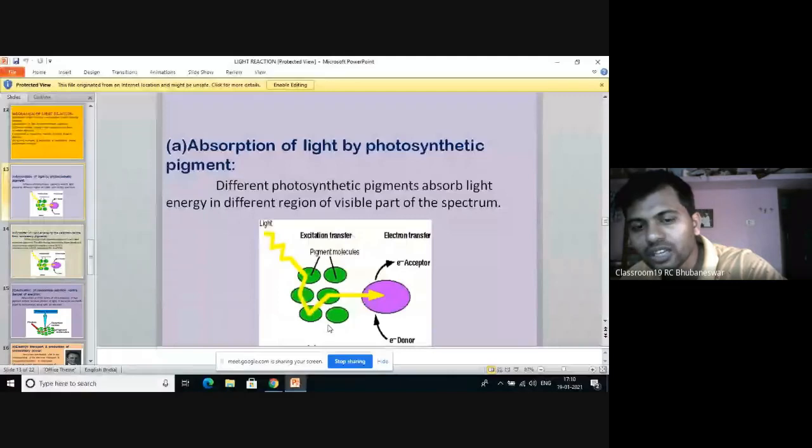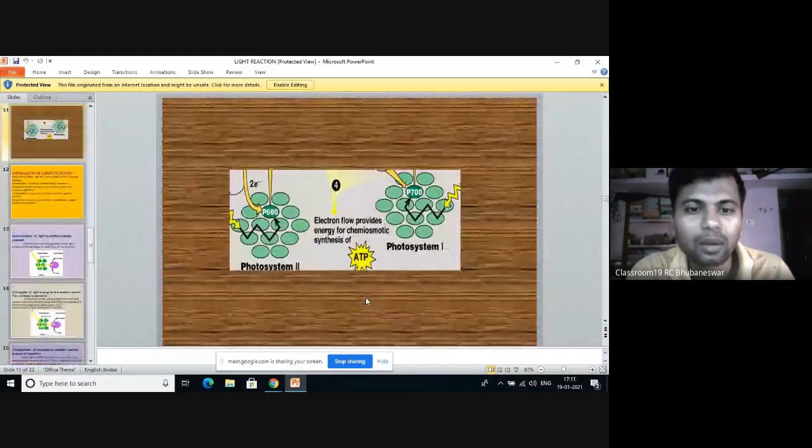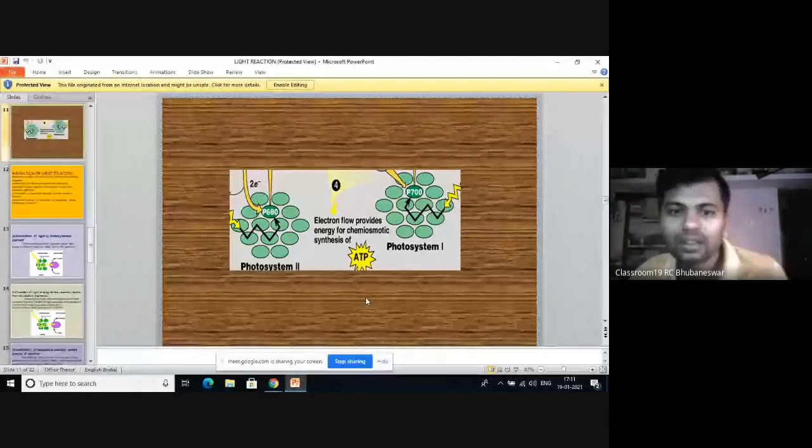Now all the pigments absorb the light energy, and they transfer this light energy to the reaction center. In photosystem 1, the reaction center is P700. In photosystem 2, the reaction center is P680. They all transfer the energy by the process of FRET, known as fluorescence resonance energy transfer. This process of energy transfer from the accessory pigments to the reaction center is known as FRET, or fluorescence resonance energy transfer. You have to remember these things.